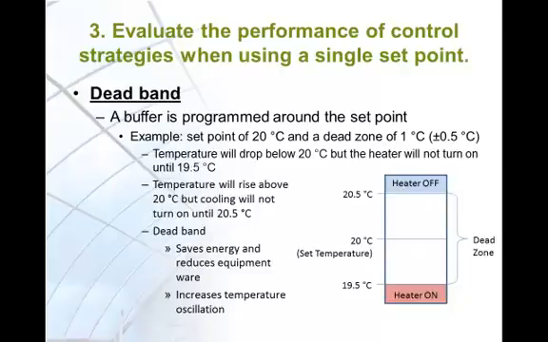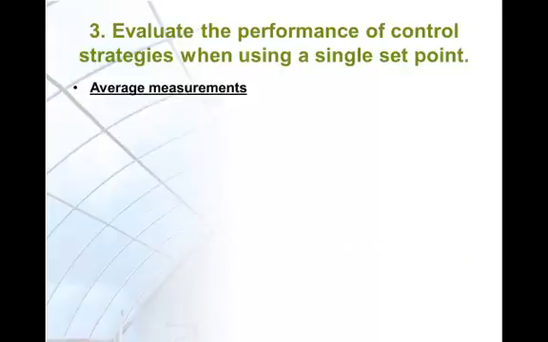The deadband does increase temperature oscillation. The smaller the deadband, the more stable internal temperature will be. A grower must balance energy use and equipment wear with climate stability. If average measurements are used for control, cycling is reduced.